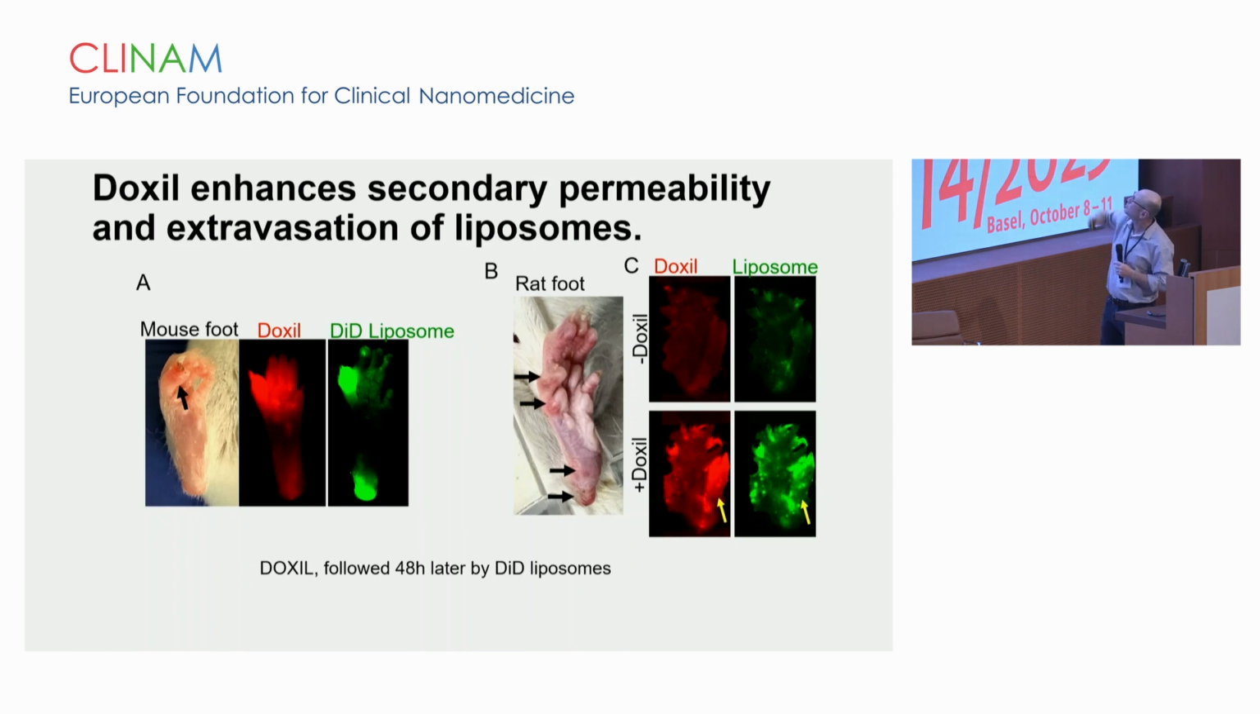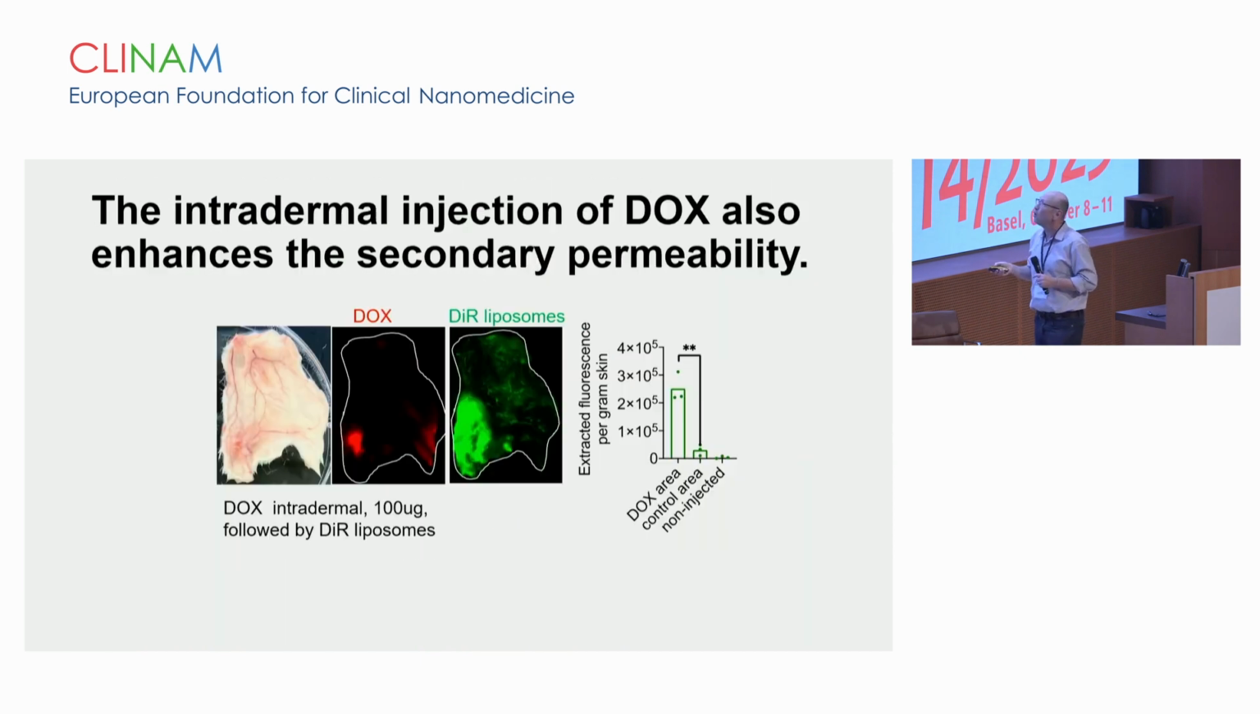It's more similar to what we see in humans. And on the upper panel, you see that liposomes do accumulate in the skin. But if injected with Doxil, there is a huge increase in the accumulation of liposomes. So there is some opening of this. You can actually achieve that just by injecting doxorubicin subcutaneously or intradermally in a mouse. You wait a couple of days, and then inject DiR-labeled liposomes, and you can see really massive accumulation of liposomes compared to the control. Again, the accumulation is everywhere in the skin, but where you injected doxorubicin, there is a huge accumulation compared to this.